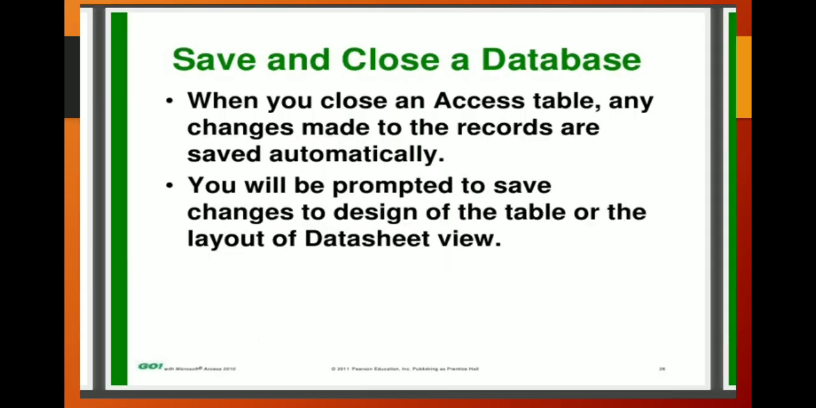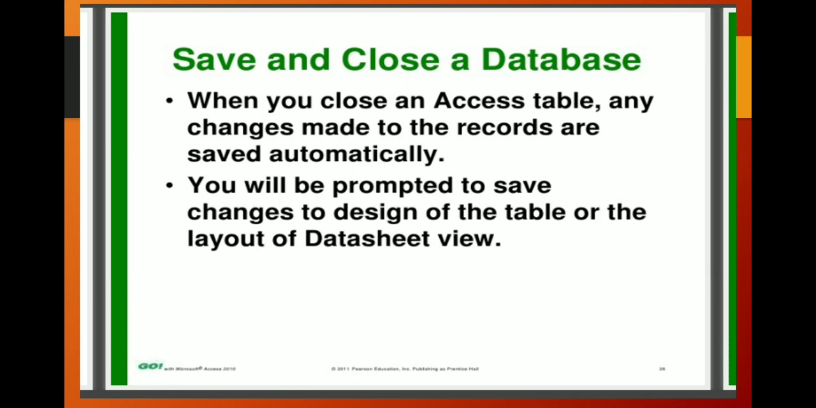Now we will see how to close and save a database. When you close an Access table, any changes made to the records are saved automatically. You will be prompted to save changes to the design of the table or the layout of the datasheet view. After finishing the work in Access, click on the Close Database option in the Office button menu to close the current database. To close MS Access, click on the Office button, then the Exit Access option.